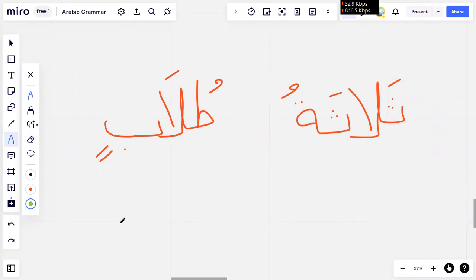What is the first rule? First rule is that you have to treat numbers from 3 to 10 like mudaf and mudaf ilayhi when they are used with a madud. And you cannot use alif lam or tanween with them. So this rule is applicable only when adad is used with madud.